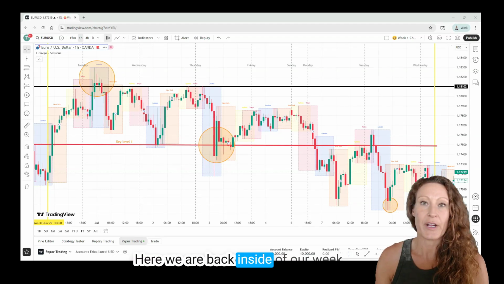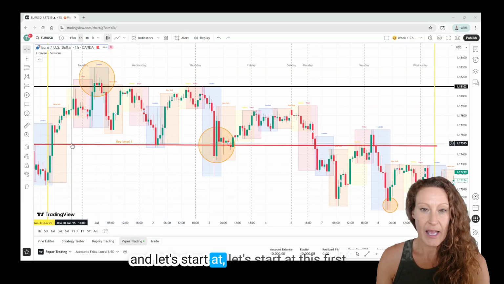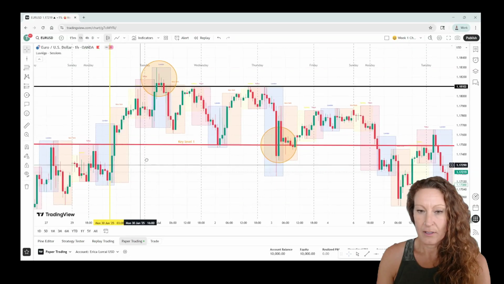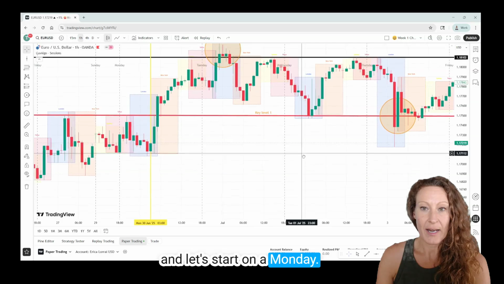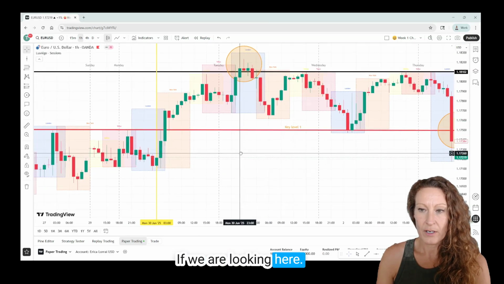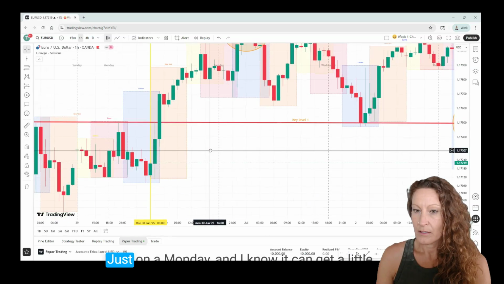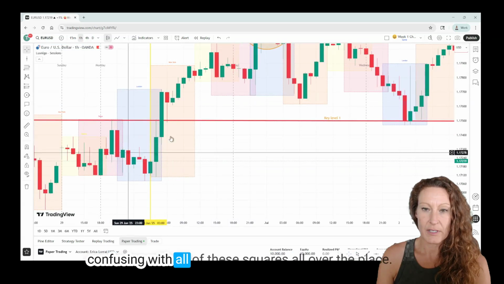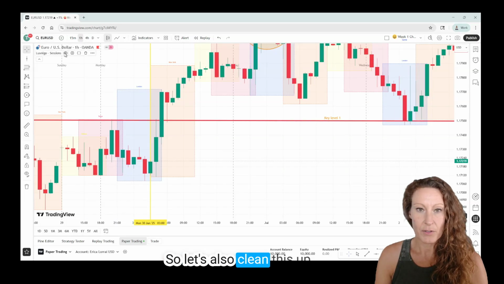Here we are back inside of our week, and let's start at this first. Actually, let's go just before this and let's start on a Monday. Okay? All right. If we are looking here just on a Monday, and I know it can get a little confusing with all of these squares all over the place, so let's also clean this up.